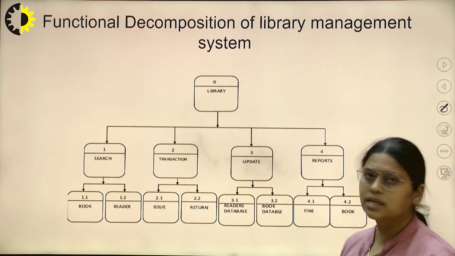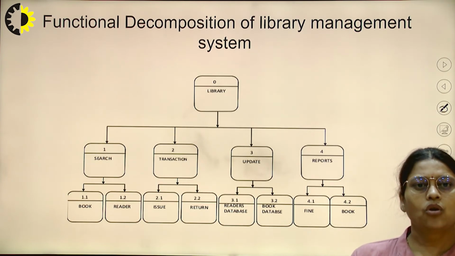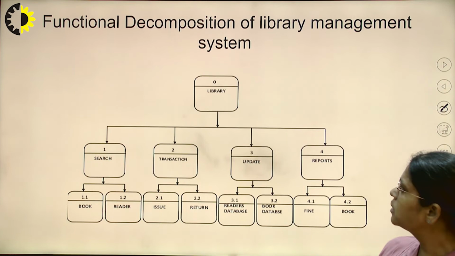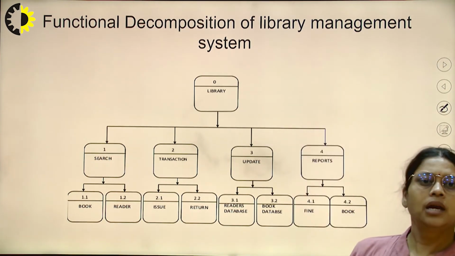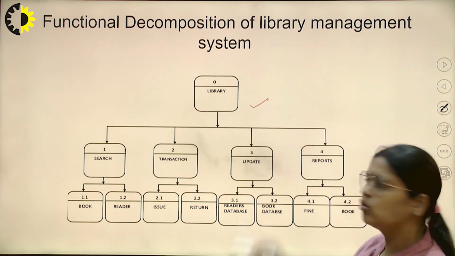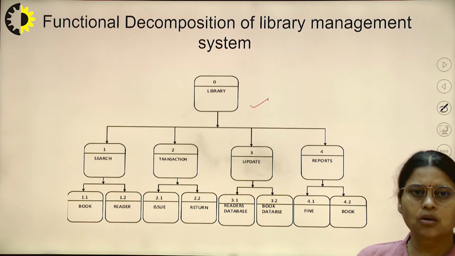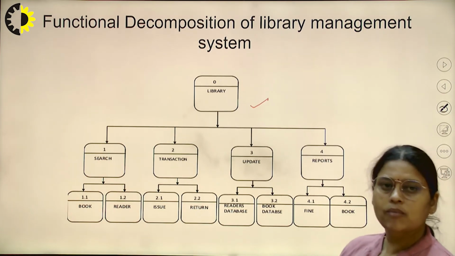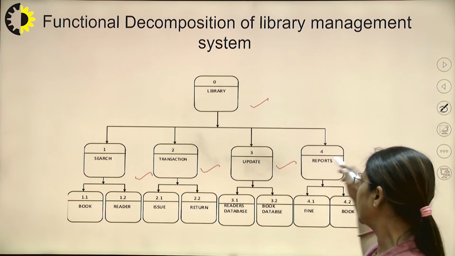Let's see one example of module decomposition or software decomposition. This is an example of functional decomposition of a library management system. For example, there is a main module of library, and we have decomposed this main module into sub modules. So, the modules are search, transaction, update and reports.